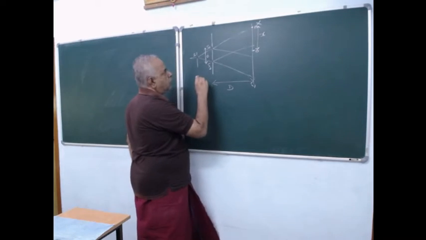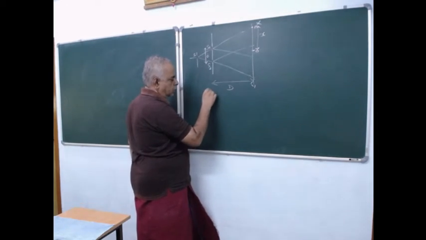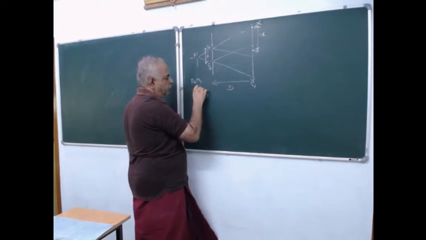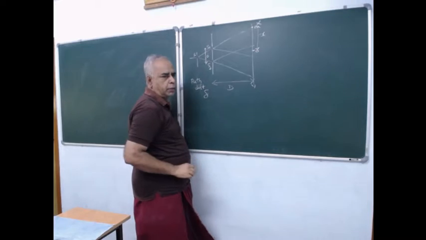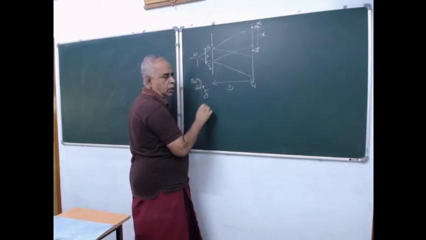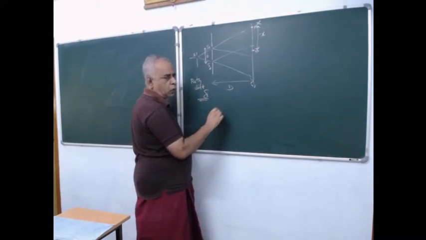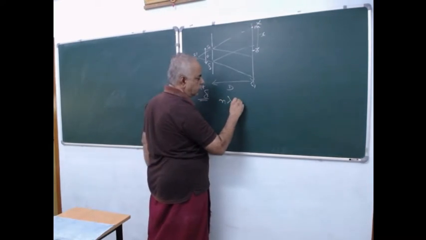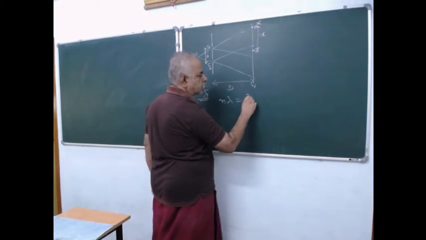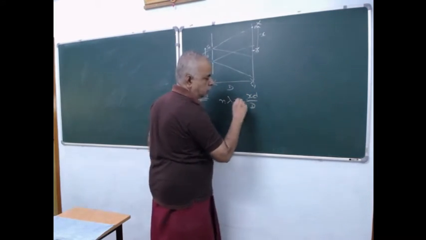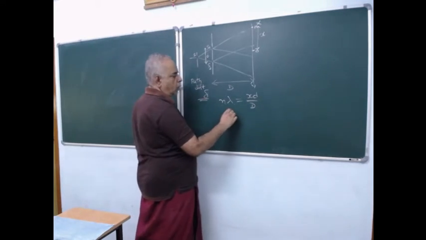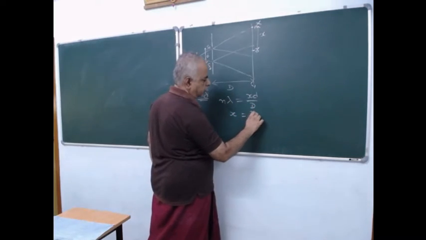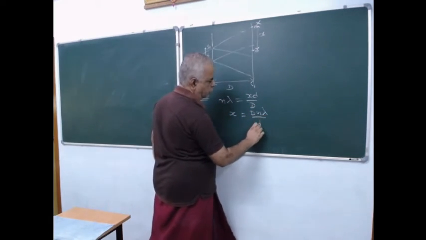So the path difference, we already arrived at the path difference. Delta is the path difference, and here we already know it is n lambda. N is the order, lambda is the wavelength of the incident light. So xd divided by D, this we have already derived. Now what is x? X is equal to, you can bring D and lambda here, divided by small d.